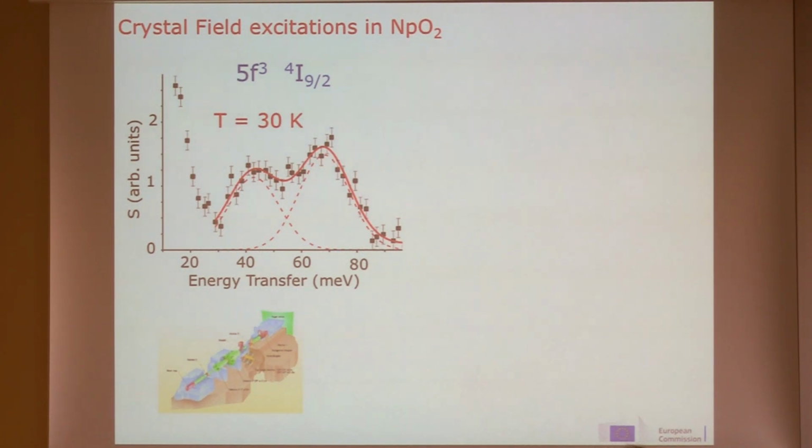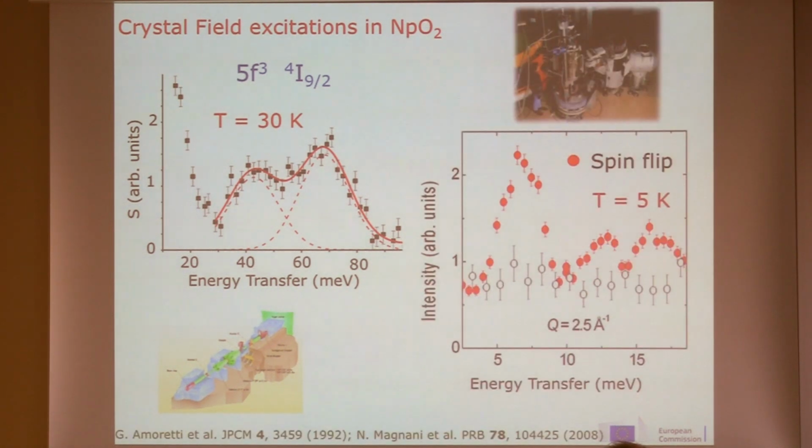And instead, with the same geometry of the experiments done for uranium dioxide, we observed 2 magnetic peaks centered at about 54 milli-electron volts. So what was the origin of these things? On the other hand, if you go below the phase transition, this was in the paramagnetic phase.